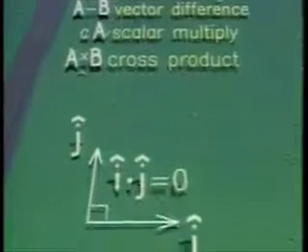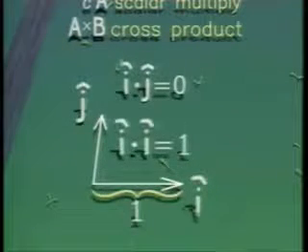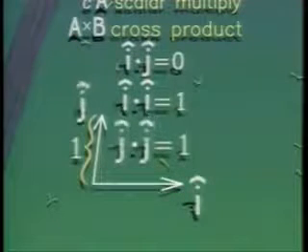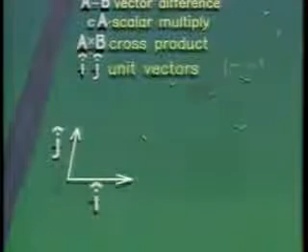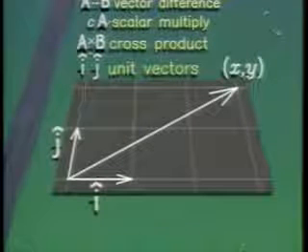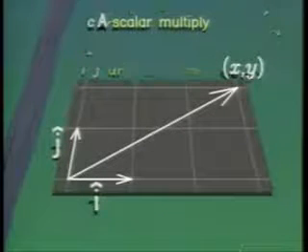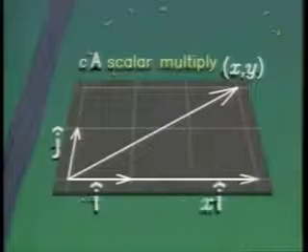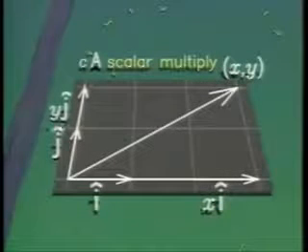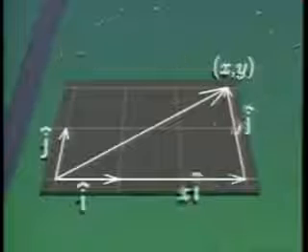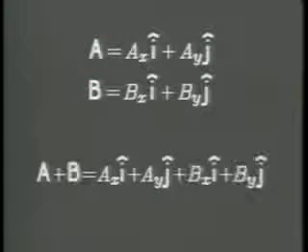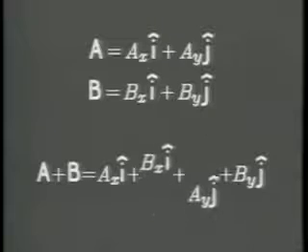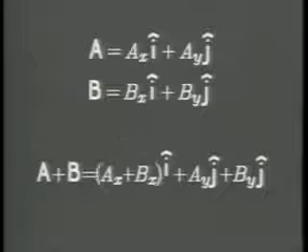Vector algebra makes use of two perpendicular unit vectors, i and j. The little hat over the vector means that it has length 1. The vector from the origin to the point with coordinates x, y is the sum of two perpendicular vectors, a horizontal vector xi and a vertical vector yj. With the help of i and j, adding and multiplying vectors can be accomplished by ordinary algebra.